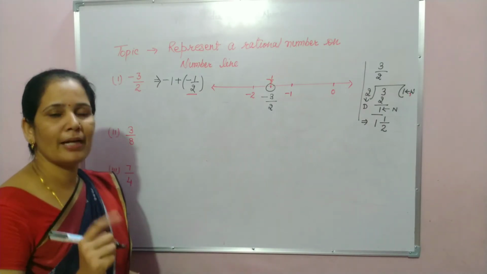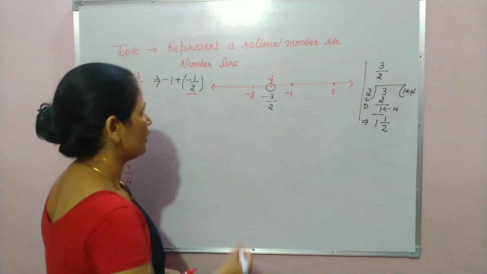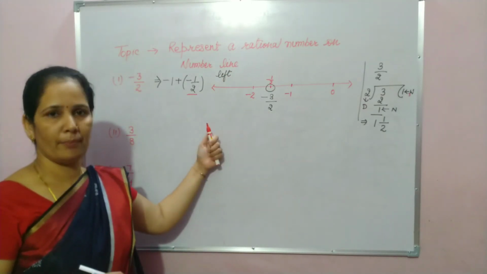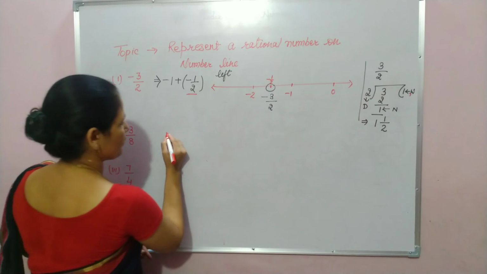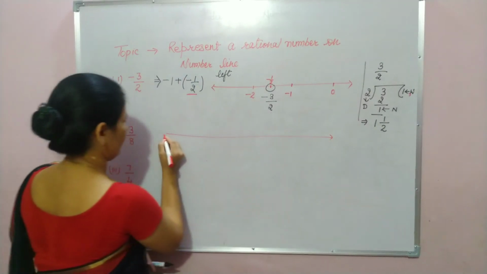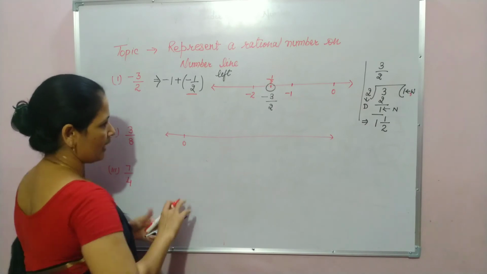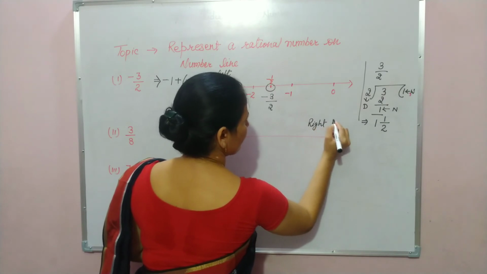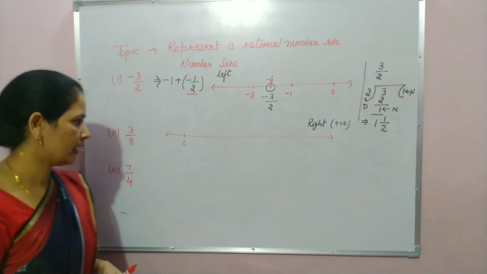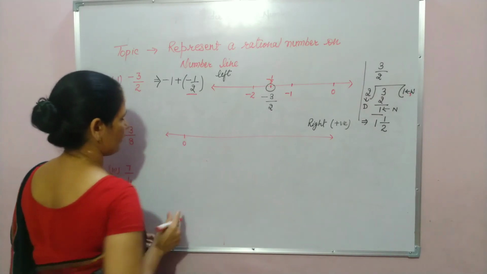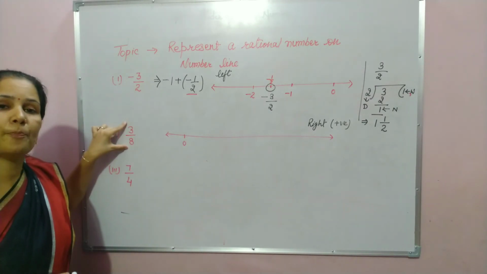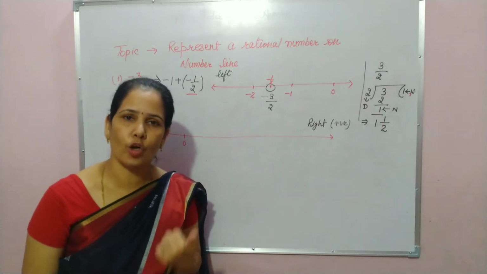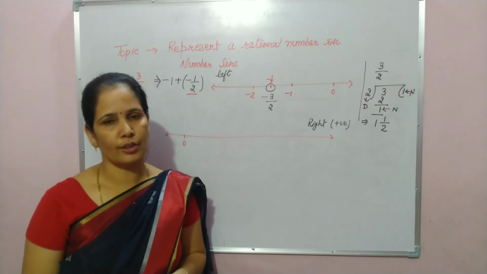3 by 8. 3 by 8 is our positive rational number. If the rational number is negative, we represent it on the left side of the number line. If positive, it will be represented on the right side. So here is 0, and on the right side we represent positive numbers. First observe this one. This is a proper fraction. Proper fraction means the numerator is less than the denominator.